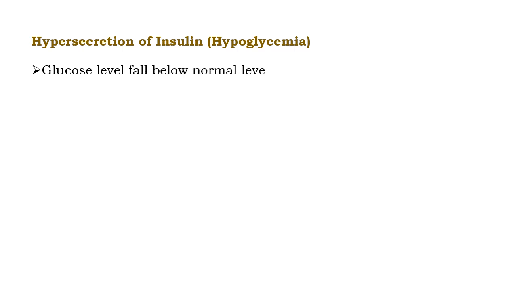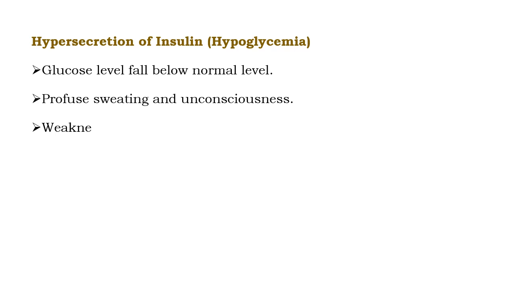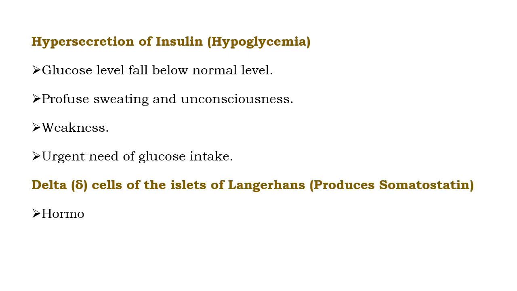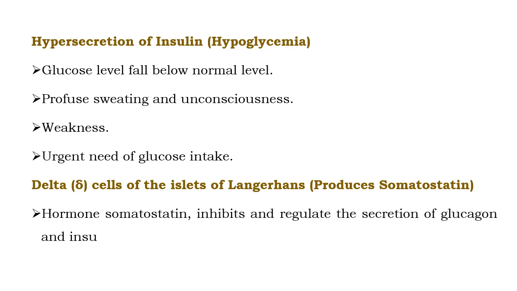Hypersecretion of insulin results in hypoglycemia, where the glucose level falls below the normal level, causing profuse sweating, unconsciousness, weakness, and urgent need of glucose intake. Delta cells of the islets of Langerhans produce somatostatin. The hormone somatostatin inhibits and regulates the secretion of glucagon and insulin.